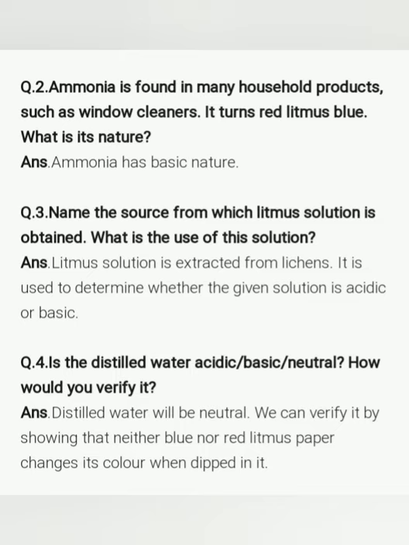now the third question is: name the source from which litmus solution is obtained and what is the use of this solution. In this question we have to write the source of litmus solution and the use of that solution also. Firstly we have to write how litmus solution is made. Litmus solution is extracted from lichens, and it is used to determine whether the given solution is acidic or basic.